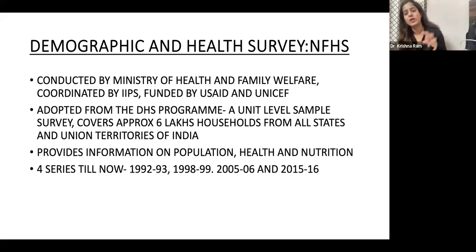Now, what this DHS program does is target countries for analyzing public health, primarily the public health of the state of the country. It's a unit level sample survey which covers approximately 6 lakh households from all states and union territories. In the case of India, of course, it is NFHS. So DHS is the broader umbrella body, and for India, we call it the National Family Health Survey, NFHS. As I said, it covers approximately 6 lakh households, and the sampling is done so that it is reflective of the entire population.